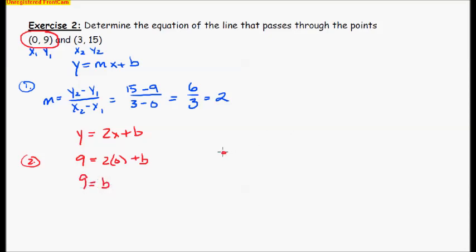All right, so that means I can come over here and take what I had so far, this y equals 2x plus b, and just take the b out and put in the 9. And I am all done. It's easy as that, guys. Really, it's every single time. Start with y equals mx plus b, figure out your slope, plug in the values, figure out b. There you go.